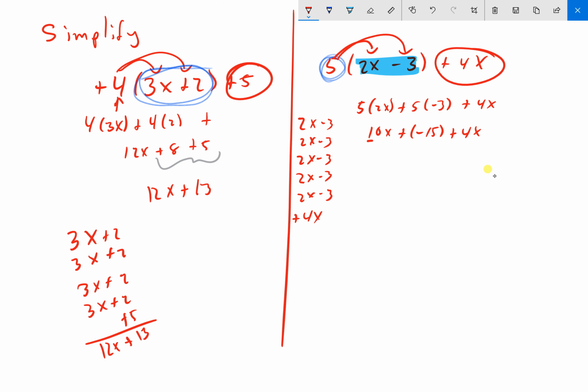Well, once again, combine like terms. I have 4x's and I have 10x's, so I have 14x's. Adding a negative is the same as subtracting, so that's it. And now I have simplified. 2, 4, 6, 8, 10 x's plus 4 x's is 14 x's. Negative 3, negative 6, negative 9, negative 12, negative 15. Boom. There you go. That's it.